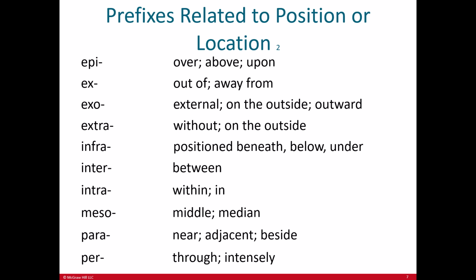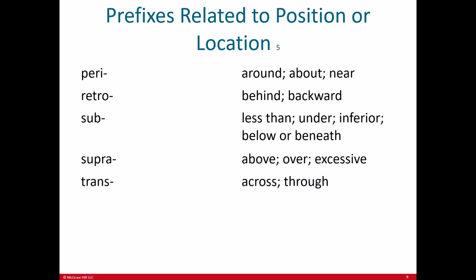Then meso is middle or median. I relate this back to Spanish. So mesa is like a table. So you got a mess in the middle of the table. I don't know if that'll help you or not, but it's there. And then we have para, which means near, adjacent, or beside. And then we have per, which is through or intensely. Then we have peri, which means around, about, or near.